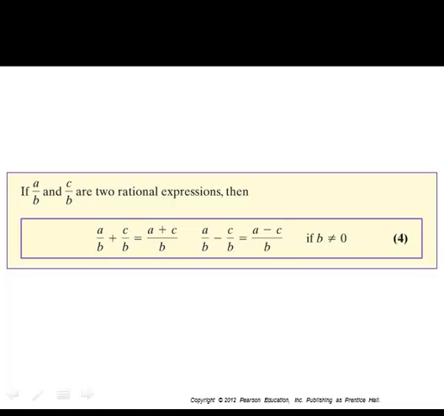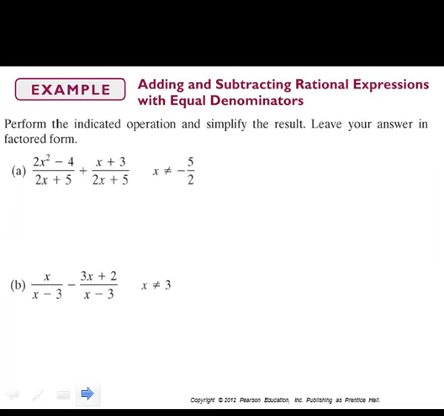Now, adding and subtracting rational expressions uses the same rules as for fractions. You basically need a common denominator. And when you have a common denominator, all you need to do is just add or subtract the numerators with that same common denominator. Okay, so let's just review that.